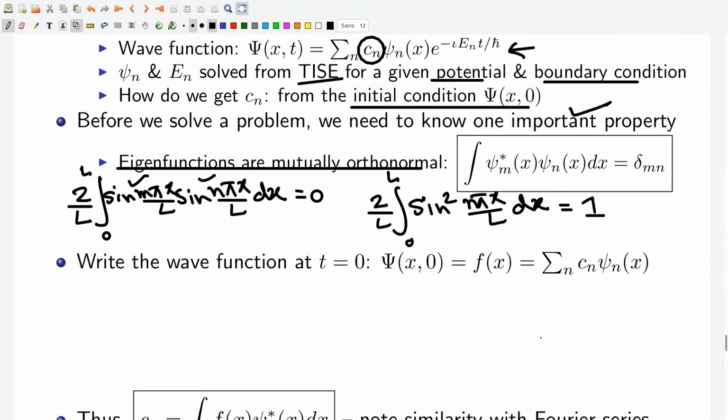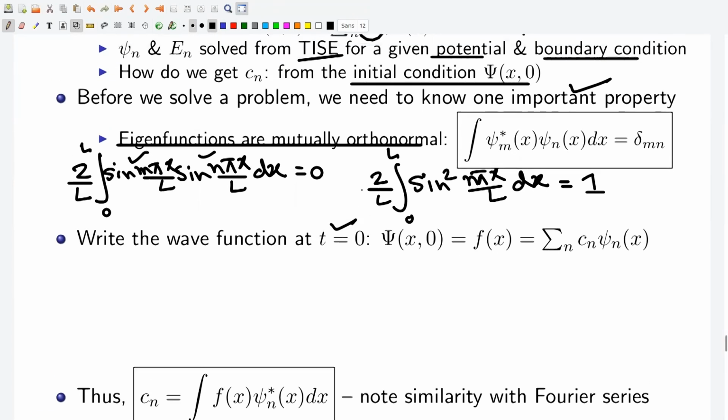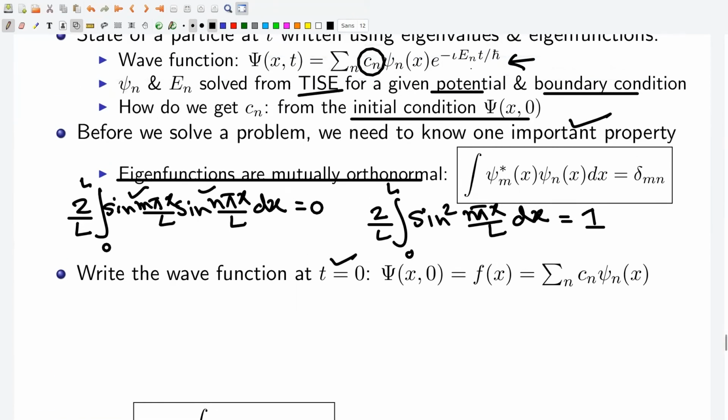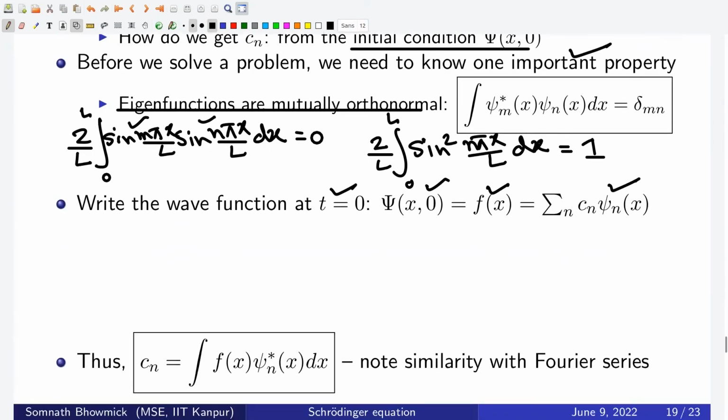Now we start by writing the wave function at time t equal to 0. So if you just put t equal to 0 in this equation, what you get is psi of x, 0. This is no longer a function of time. This is just a function of x, and that will turn out to be the sum over n of Cn psi n of x. So now let us see, using this orthonormality condition, how do we get these constants Cn?